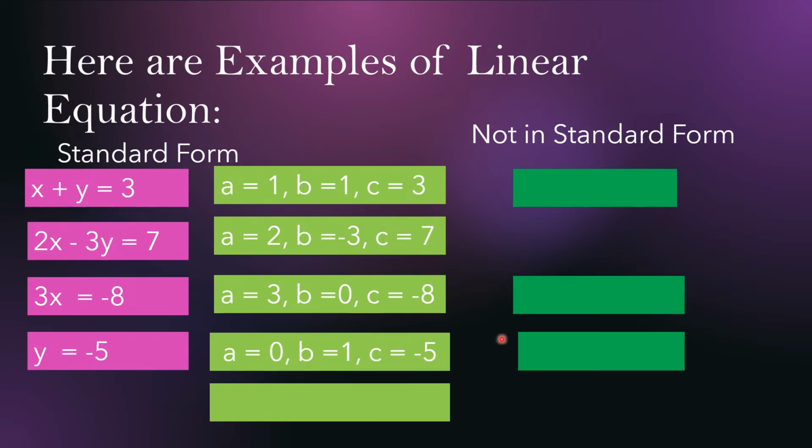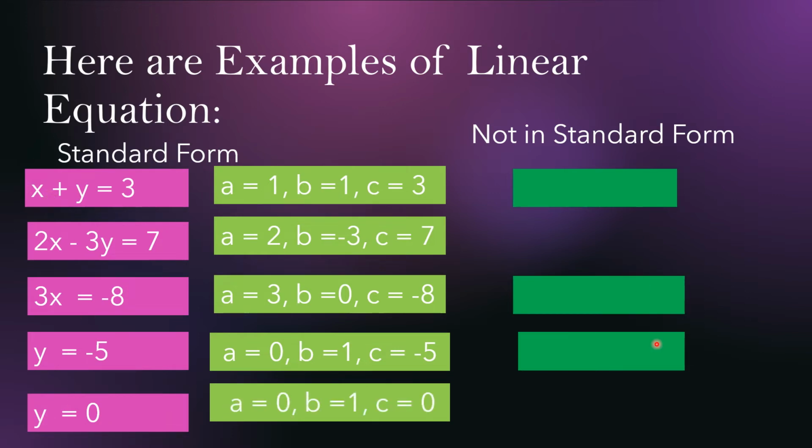And then y is equal to 0, which means, what is the value of a here? We don't have this first term, the x, which means that a is 0. And this is a is 0, b is 1, understood there is 1 here, and c is also equal to 0.